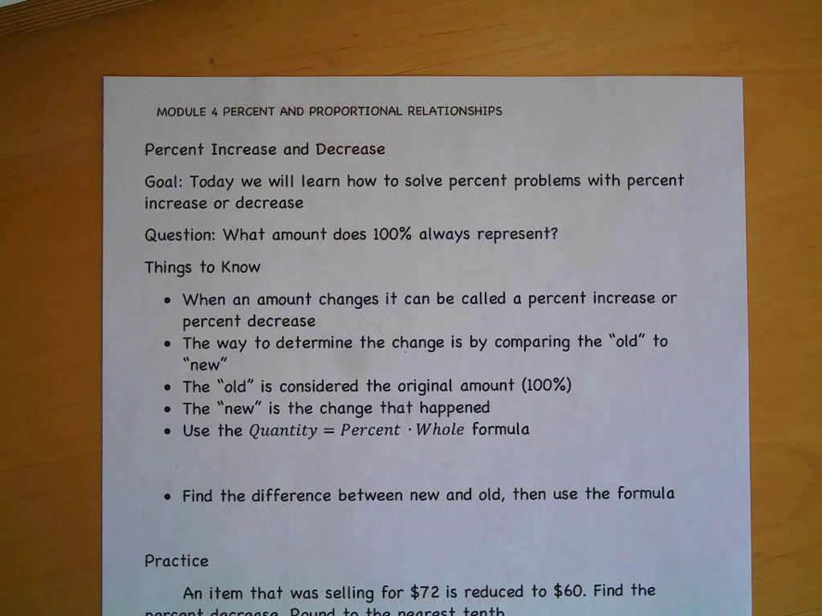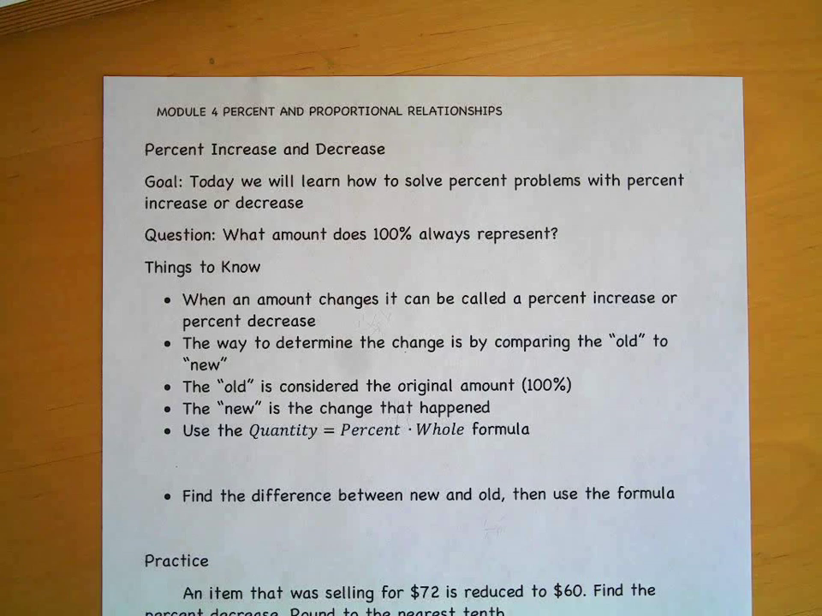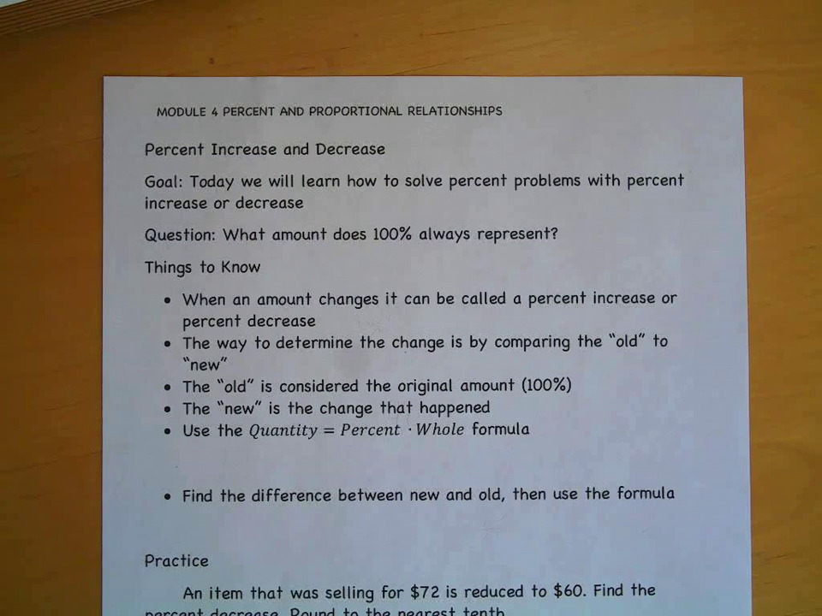There are a couple of things that we need to learn and remember. They're called the things to know section. When an amount changes, it can be called a percent increase or a percent decrease. So if you start out with a specific amount of something, let's say there were 12 cookies in the cookie jar, and then Mrs. Nelson ate 4 of them. Did the amount change? The answer is yes.